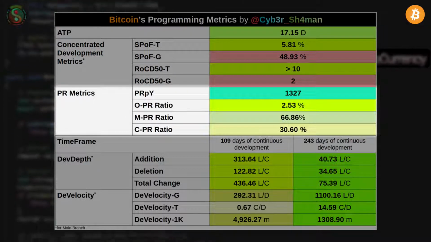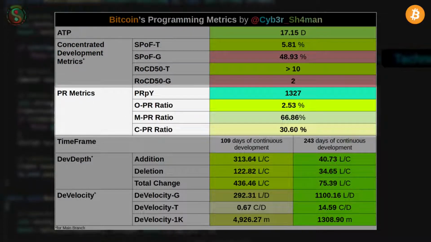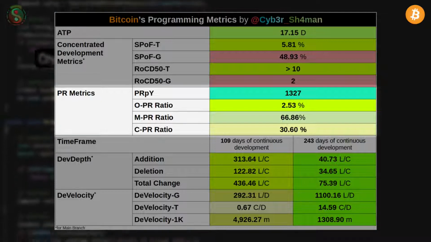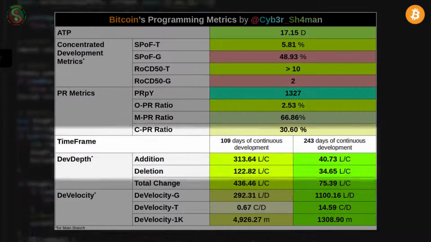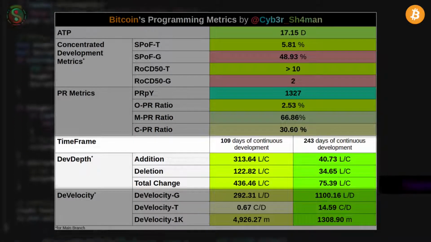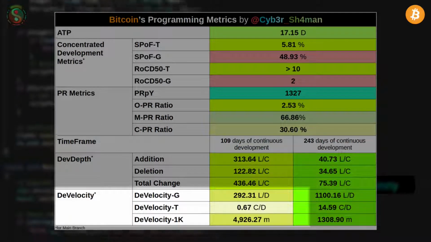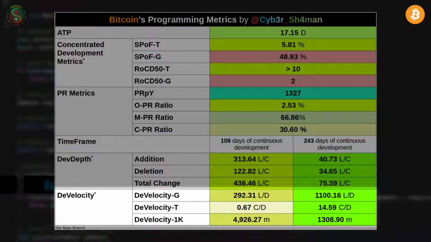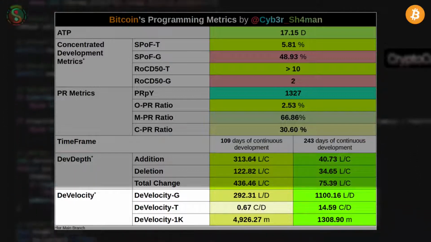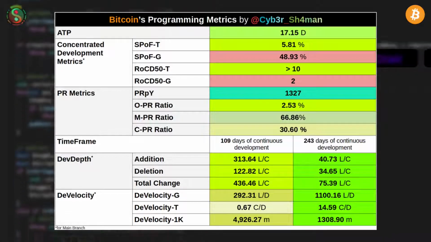More than 100 pull requests per month is awesome. The open pull request ratio is very good. The closed pull request ratio can be improved. Dev depth metrics are very good. And while the velocity metrics are acceptable during one of the lowest activity periods, they are wonderful when analyzing longer time frames. I feel better about investing in Bitcoin now.